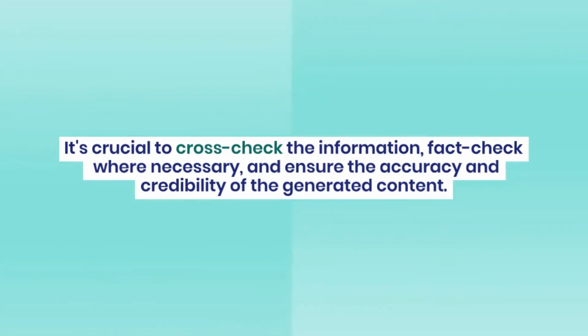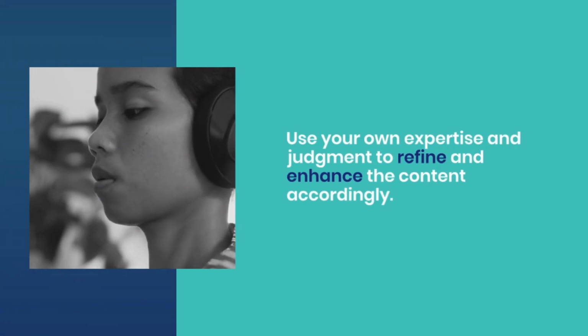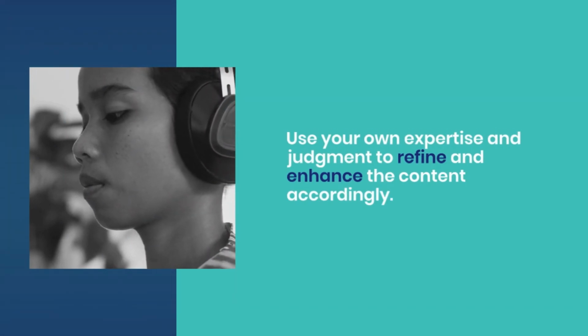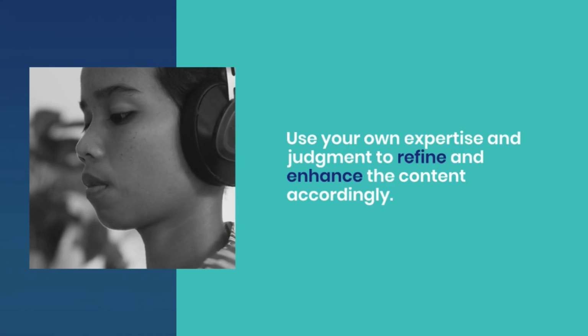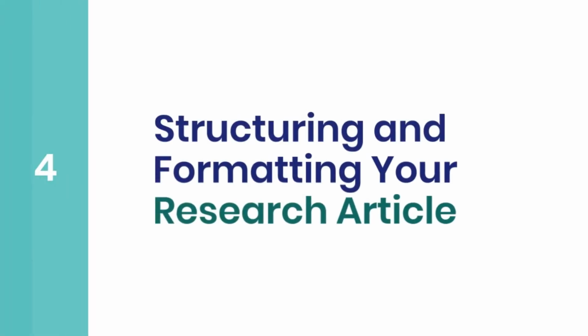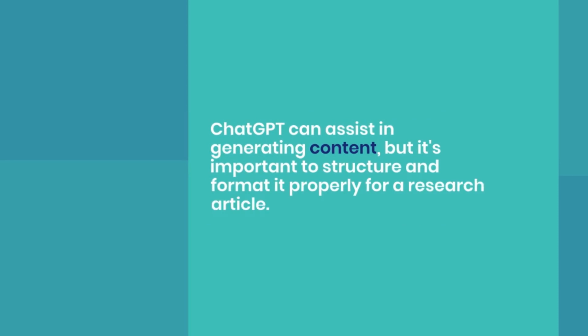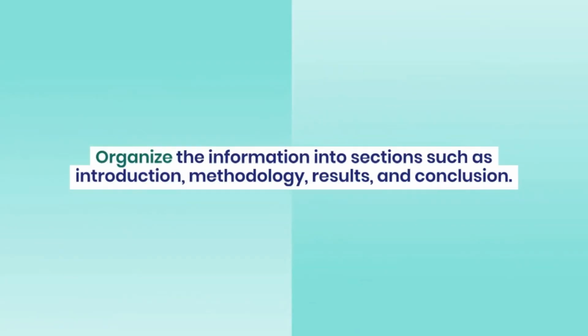Tip number 4, structuring and formatting your research article. ChatGPT can assist in generating content, but it's important to structure and format it properly for a research article. Organize the information into sections such as introduction, methodology, results, and conclusion. Ensure proper citation and referencing following the required style guide. By structuring and formatting the content appropriately, you create a cohesive and professional research article.